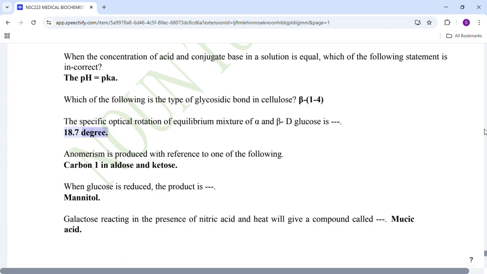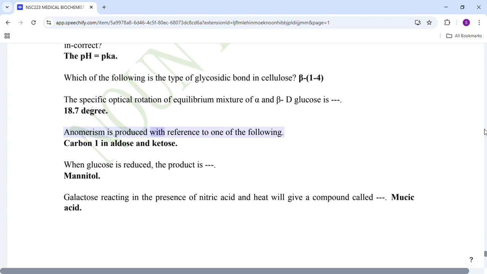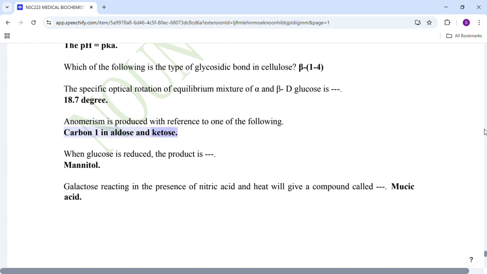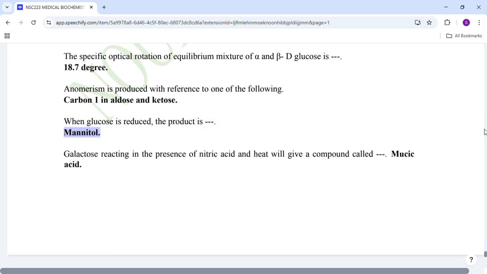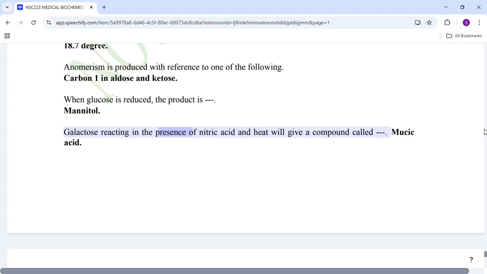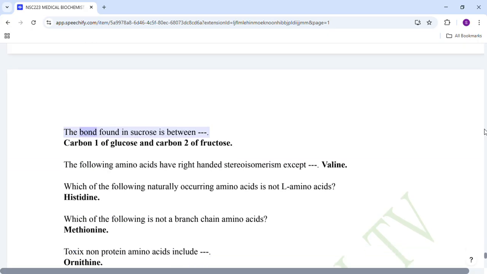18.7 degrees. Anomerism is produced with reference to one of the following. Carbon 1 in aldose and ketose. When glucose is reduced, the product is dash dash. Mannitol. Galactose reacting in the presence of nitric acid and heat will give a compound called dash dash. Mucic acid. The bond found in sucrose is between dash dash.